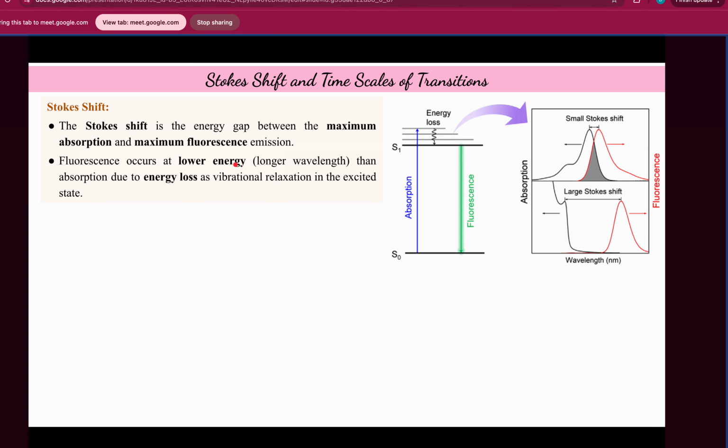Fluorescence occurs at lower energy, that means at longer wavelength. I hope you are aware that there is an inverse relationship between energy and wavelength. If energy is low, then wavelength is high, as we have seen in the case of radio waves, that they have longer wavelength but low energy. So fluorescence occurs at lower energy and longer wavelengths than absorption, due to the energy loss as vibrational relaxation is undergoing in the excited state.